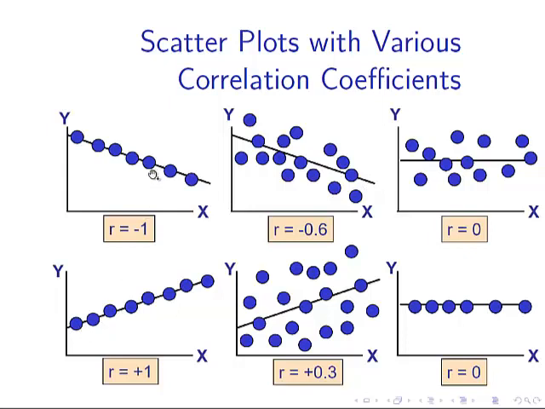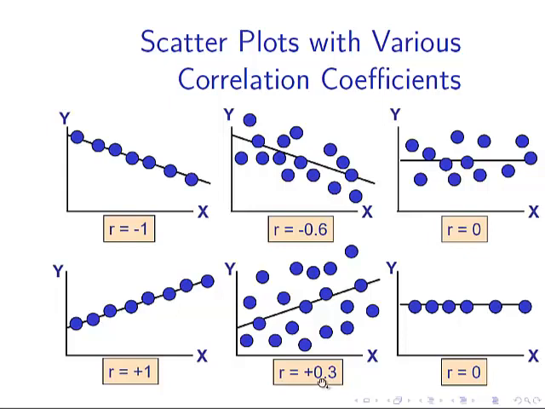Here we have the opposite of this case: all points on the straight line, and when x increases, y also increases, and the points are on one straight line. Therefore, this is a perfect positive linear relationship. This is a positive linear relationship, but it's weak because it's less than 0.5.